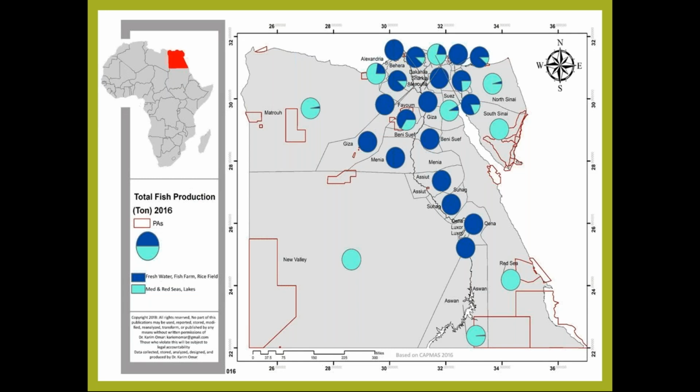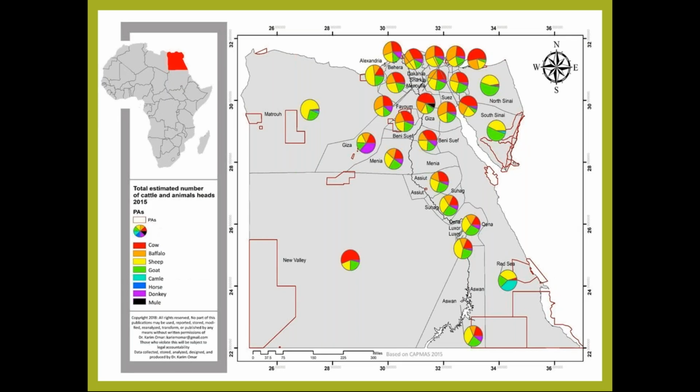This map presents the total fish production in Egypt in each governorate, based on Mediterranean or Red Sea fishing, or freshwater, or fish farms. Next slide, please. This also presents the estimated number of cattle and animal heads in each governorate all over Egypt. Next slide.